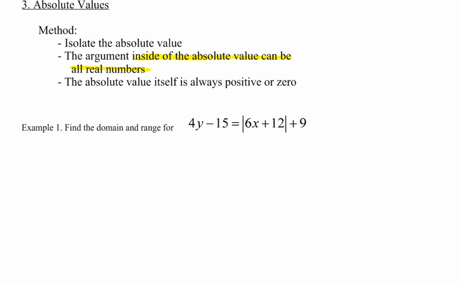Okay, so inside the absolute value, right? You can put in a negative, you can put in a positive. What's going to happen though when it comes out of the absolute value? It's going to be positive. So we're going to isolate the absolute value, and so we know inside could be anything, but outside has to be positive or 0, greater than or equal to 0. So how do we deal with it? We isolate the absolute value. So in this case, subtract 9.